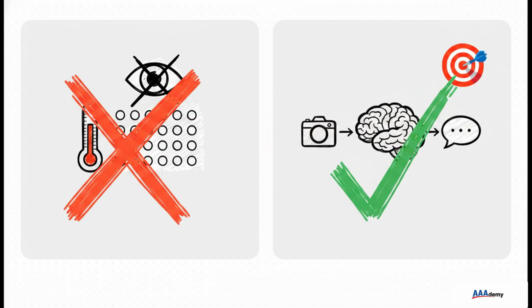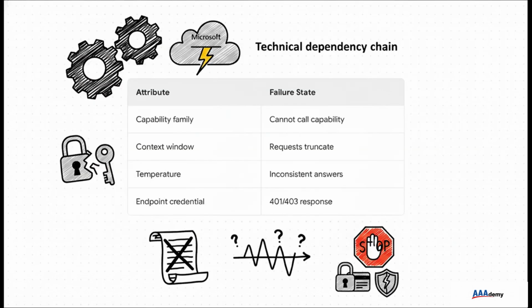You must prove capability first by choosing a deployed multimodal model that natively accepts both image and text input. That's your first priority. Because look at what happens. Picking the wrong attribute completely breaks your technical dependency chain. If you get the capability family wrong, the client literally cannot call the required action.